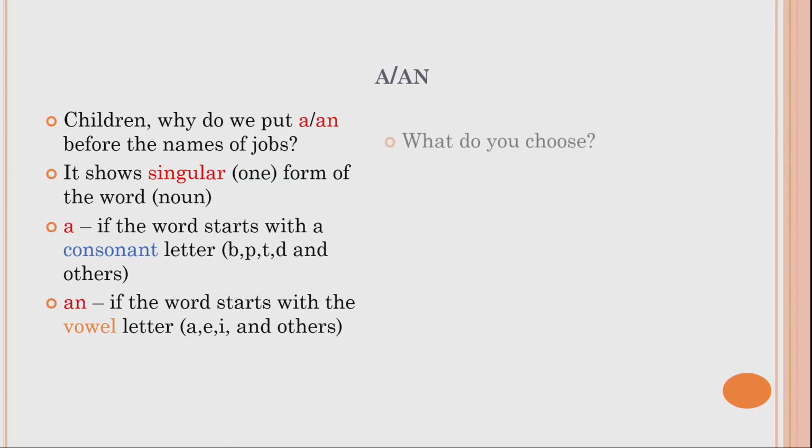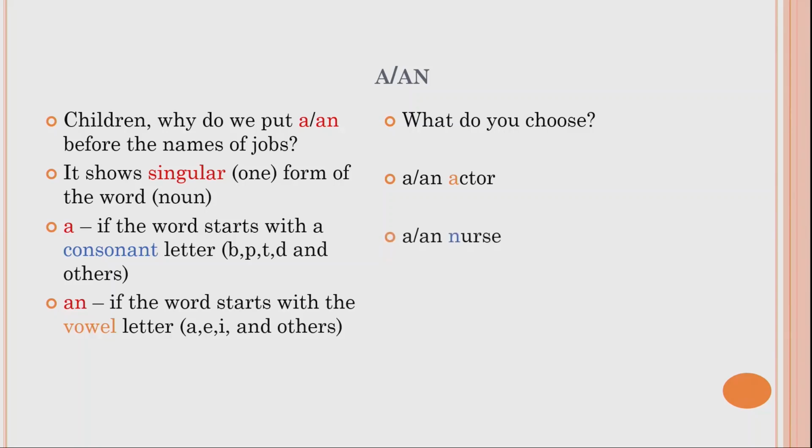What do you choose? Do you choose article A or N? A actor or an actor? A nurse or an nurse? A farmer or an farmer? A architect or an architect? Okay, for word actor, we choose article N because actor starts with a vowel letter. A nurse, we choose article A because nurse starts with consonant letter.